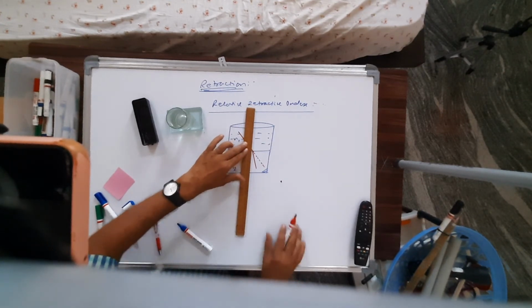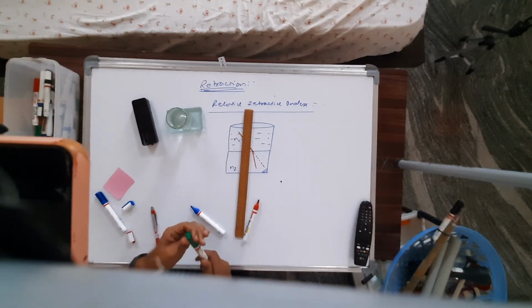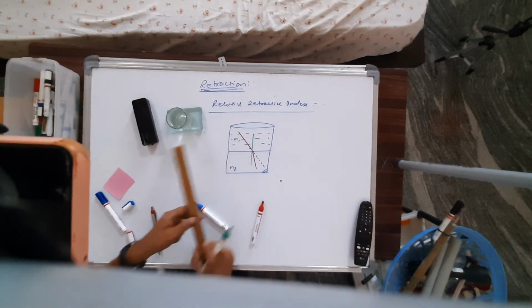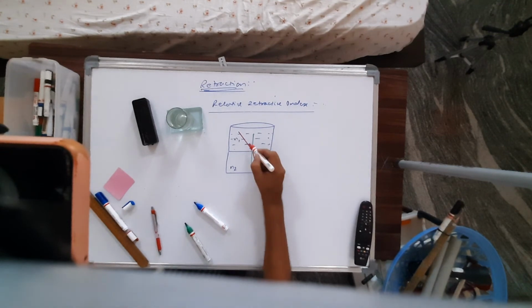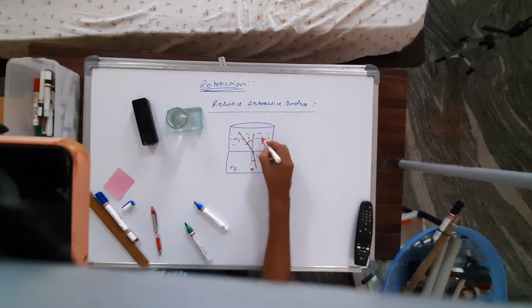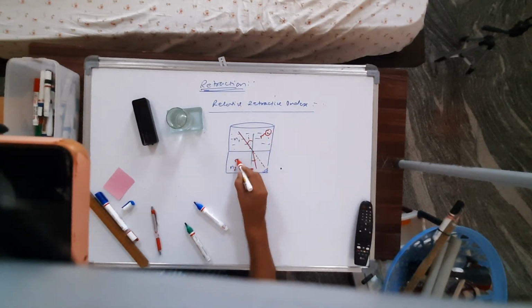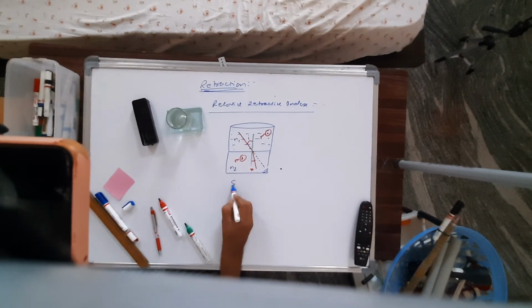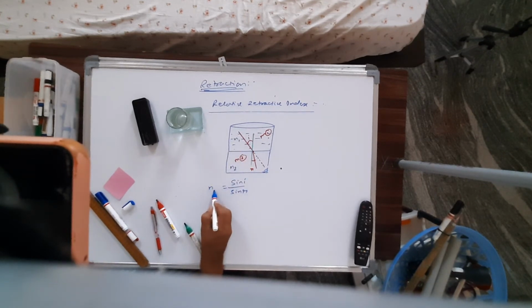Okay, it bends like this. Well, now you have to notice that this is called relative refractive index. Now observe, this is I, this is R. So if a ray of light travels from medium 1 to medium 2, then the ratio of the sine of the angle of incidence to the sine of the angle of refraction is called the relative refractive index of medium 2 with respect to medium 1.